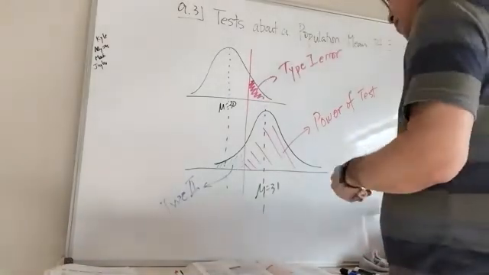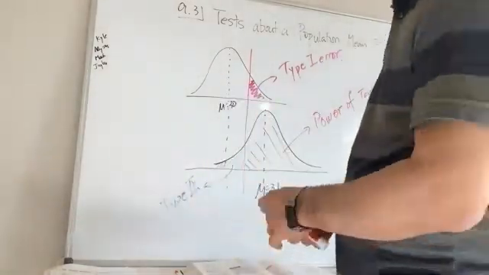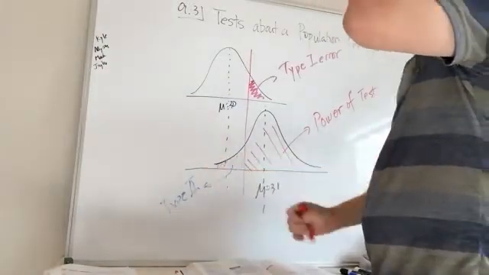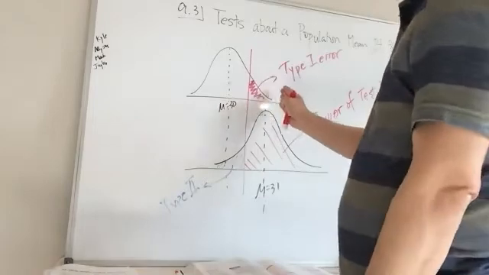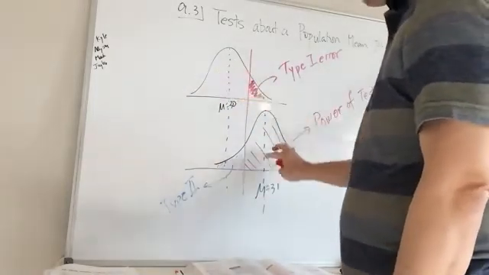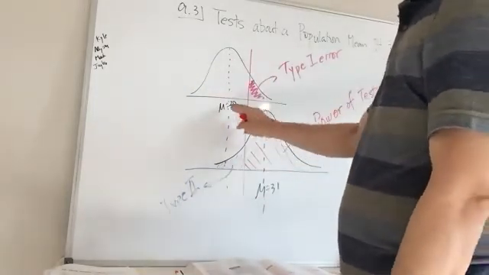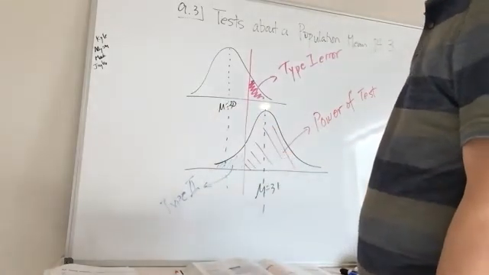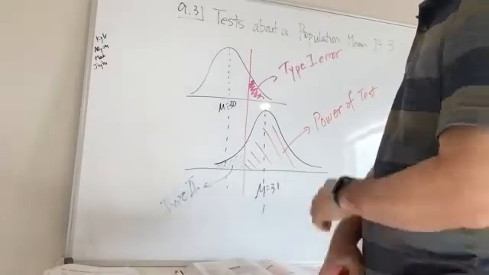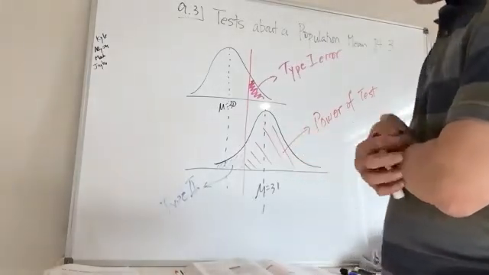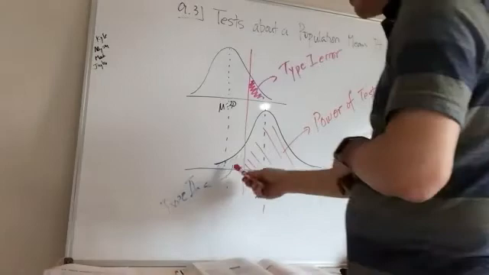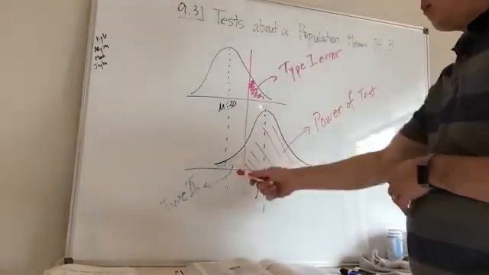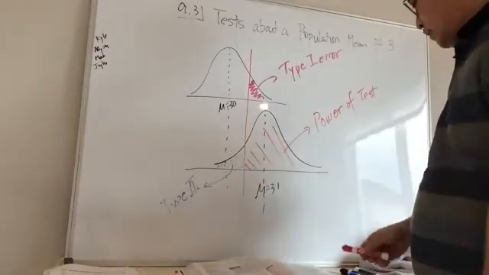So remember this. The type 2 error is the tail over here. The type 1 error is the error over here. You're using 2 different distributions here, right? This is where mu is equal to 30. This is mu is equal to 31. So what are the things that I can do to reduce these errors, right?